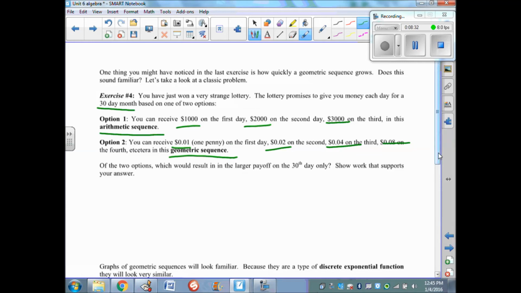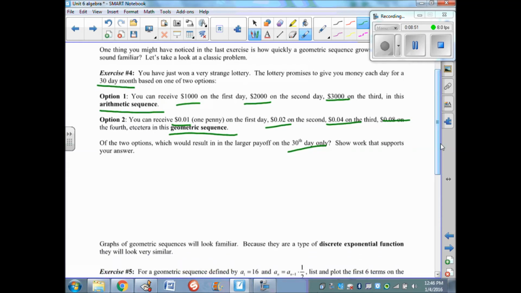Which option would you pick? Okay, let's sit and think. It says, of the two options, which would result in a larger payoff on the 30th day only? Okay, on the 30th day. Show work that supports your answer. Which one would you rather pick?